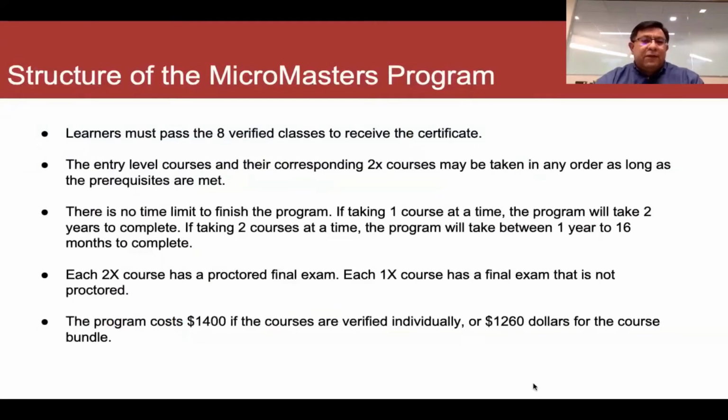So let's talk about the structure of the MicroMasters program. As I've already mentioned, it's 8 classes, which represent the equivalent to 4 MIT classes here on campus. After learners pass those 8 classes, they receive a certificate of completion. Now, the way we designed these 8 courses is that the entry-level courses and their corresponding 2X courses may be taken in any order as long as the prerequisites are met.